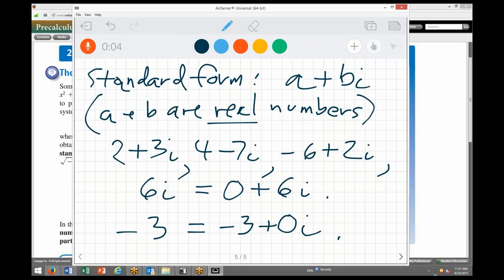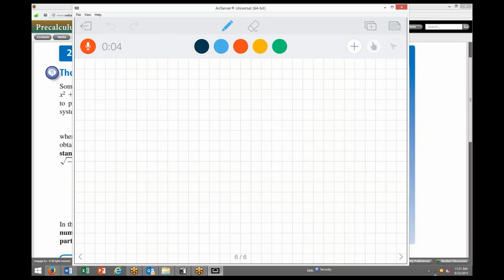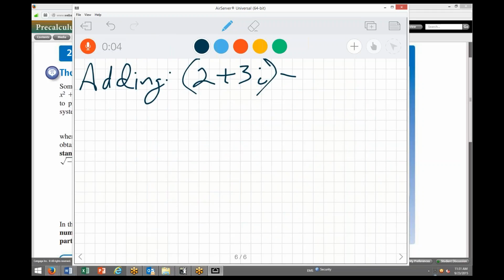Now, most of the remainder of our time, we're going to be talking about adding, subtracting, multiplying, and dividing complex numbers. Let's look at adding first. Let's say we wanted to add 2 plus 3i plus 5 minus 4i. How much is that going to equal?